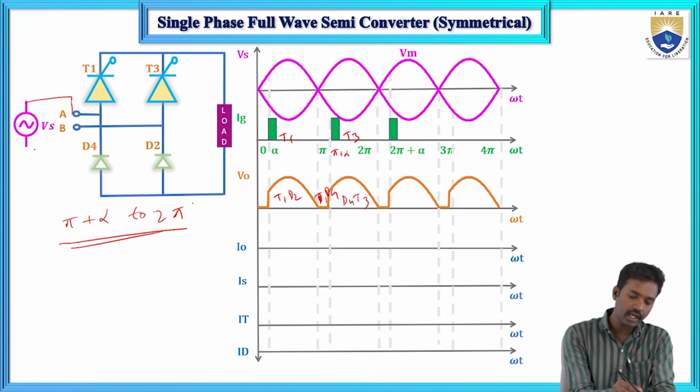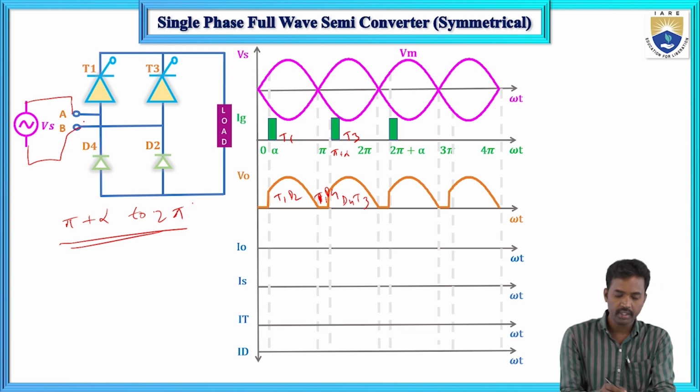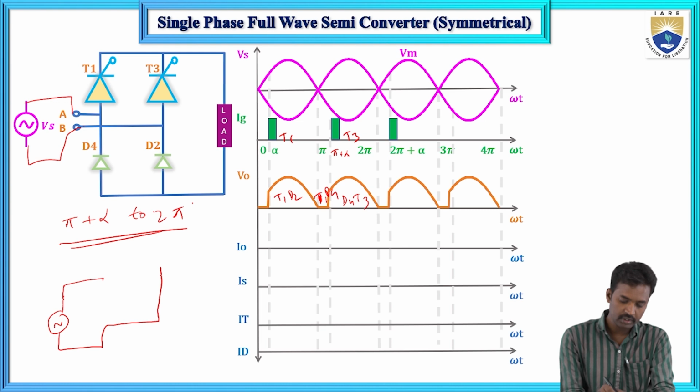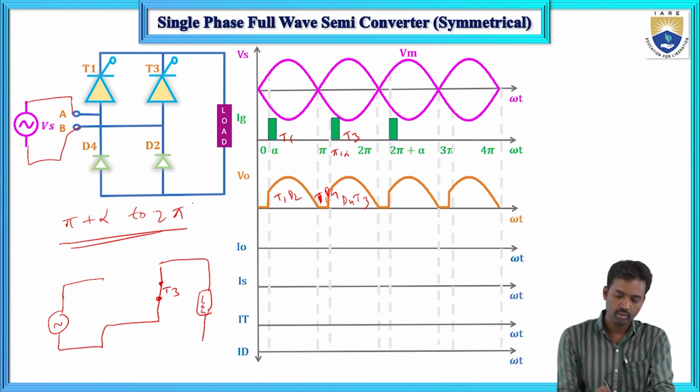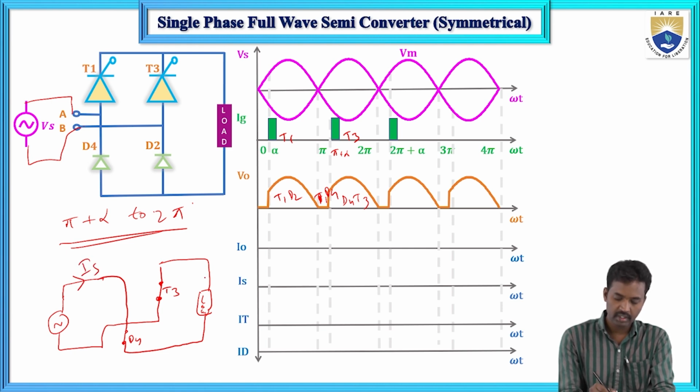So now here this is the diagram. In this case T3 and D4. So this is the T3, and this is the supply. So the equivalent circuit, T3 will trigger. This is the load voltage, and next T3 and D4 will conduct. So D4 will conduct. Now this is the IS, and this is the load current I naught.